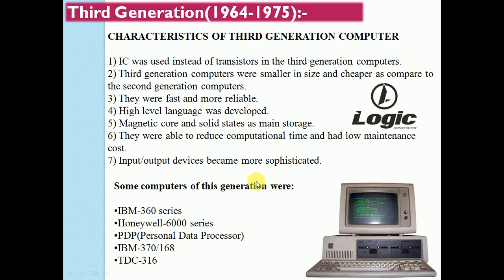Then characteristics of third generation computers. IC was used instead of transistors in the third generation computers. Third generation computers were smaller in size and cheaper as compared to second generation computers. They are fast and more reliable. High level languages were developed. Then magnetic core or solid state as a main storage. They were able to reduce computational time and had low maintenance cost. Input output devices became more sophisticated.